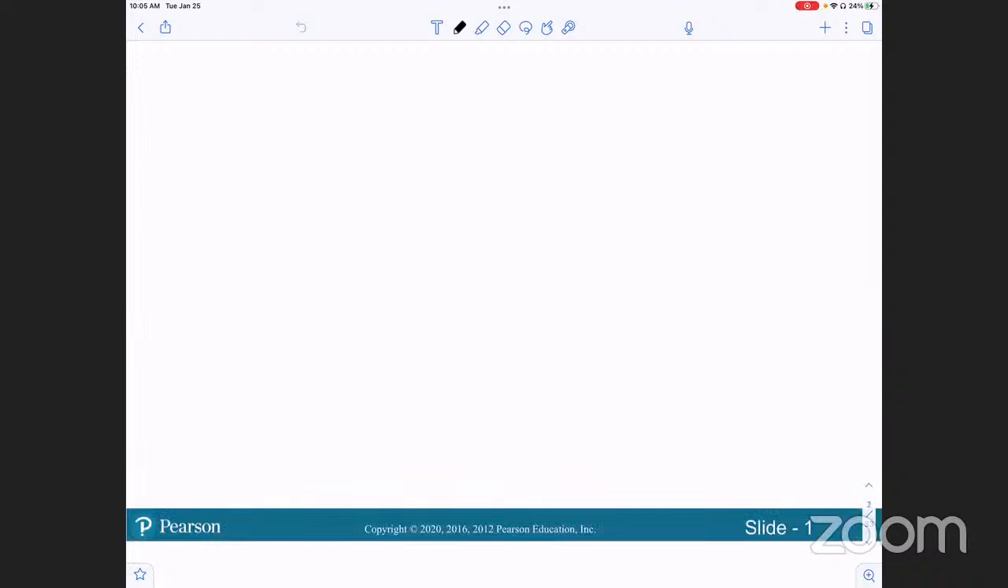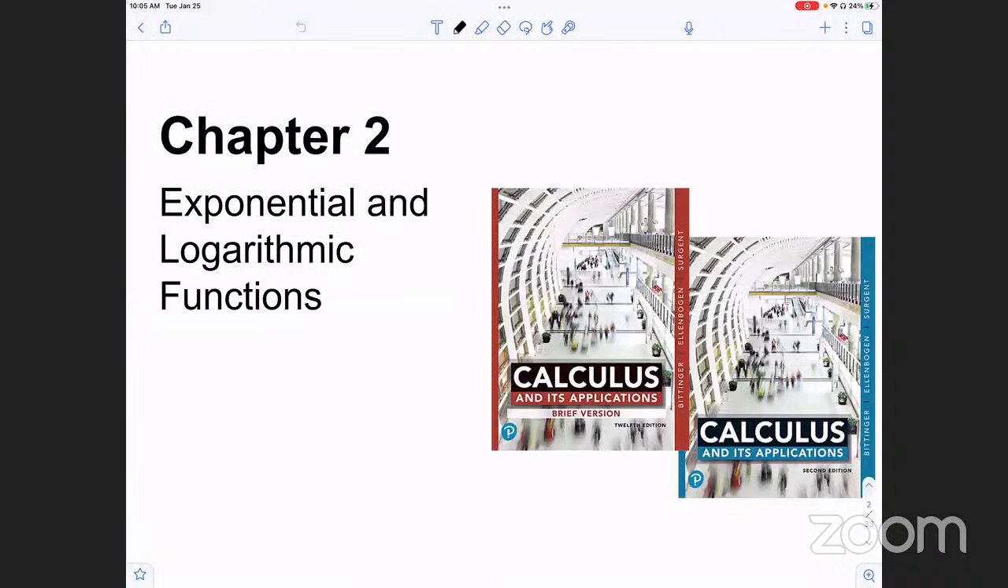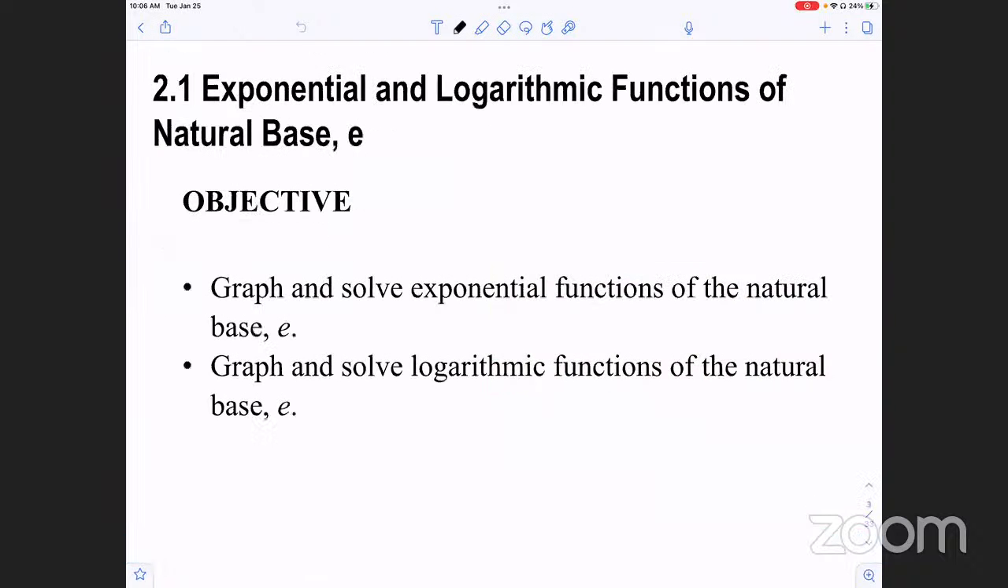So we have completed chapter 1 on differentiation. That was kind of like an introduction to differentiation. And now we're going to be moving into chapter 2. Chapter 2 is going to be focused on exponential and log functions, right? So with section 2.1, we have exponential and log functions of natural base e.